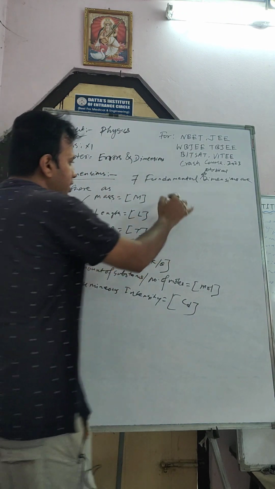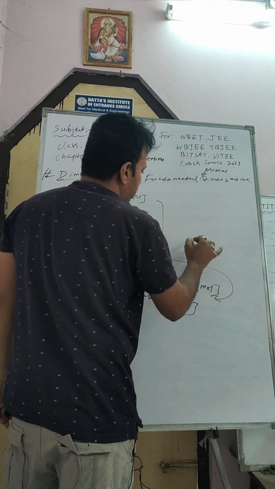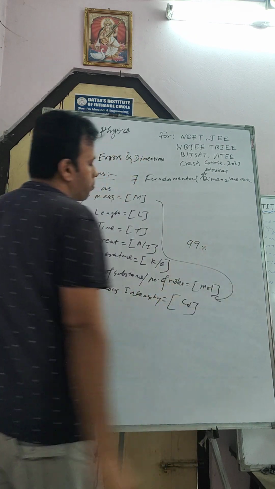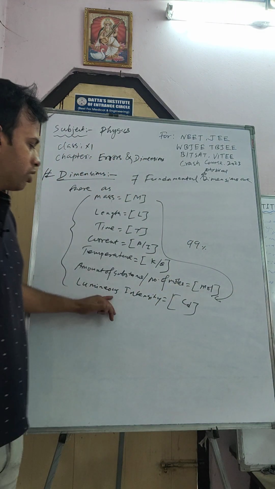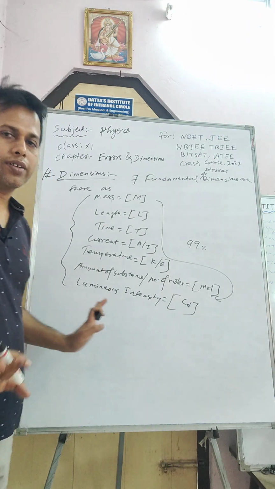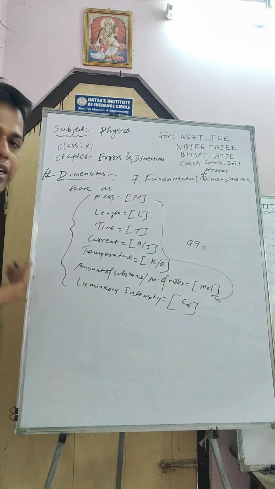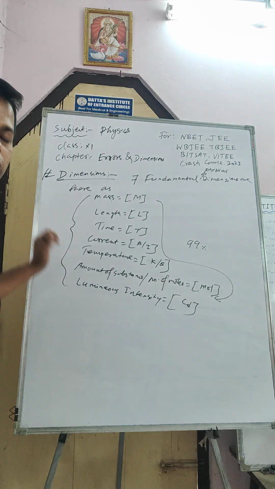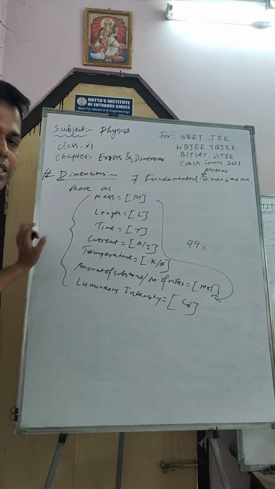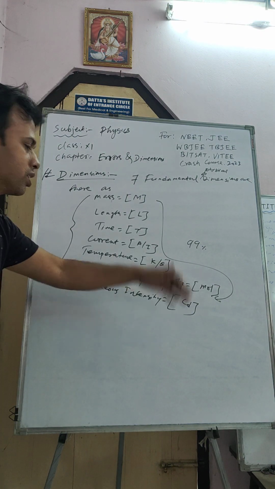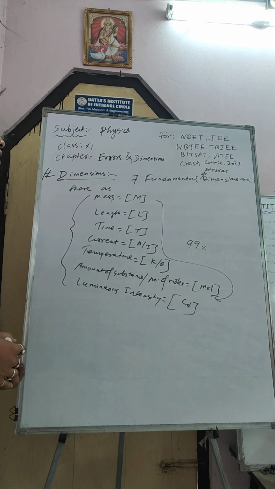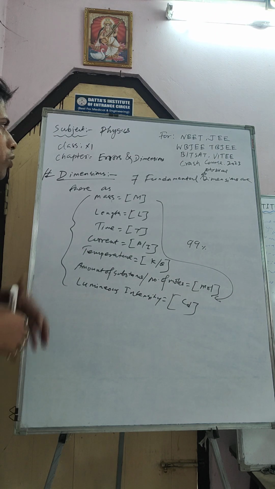Generally 6 dimensions are used 99% of the time. This luminous intensity does not come up naturally. I have never seen luminous intensity given in JEE Mains or NEET or any entrance exam. So now we'll do some numericals.